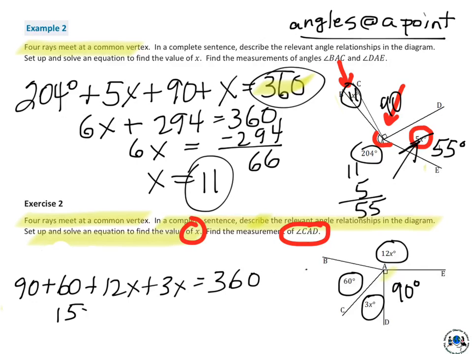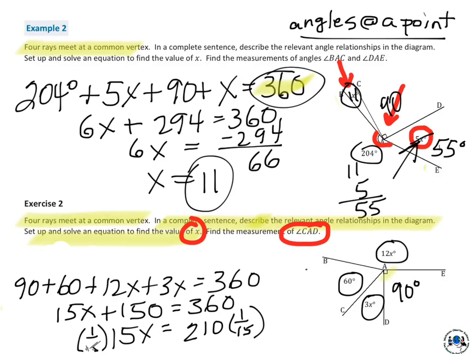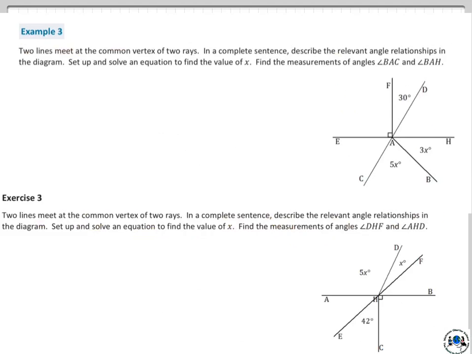So we know the drill. Combine like terms, and then subtract away that 150 from both sides. End up with that. Go ahead and multiply both by the multiplicative inverse, or divide by 15, and I get x equals 14. So that's our first part of our problem. We also want to know the measurement of angle CAD. To do that, we just multiply 3 times 14, because it's 3x, and we get 42 degrees. All right, let's keep plugging along here.